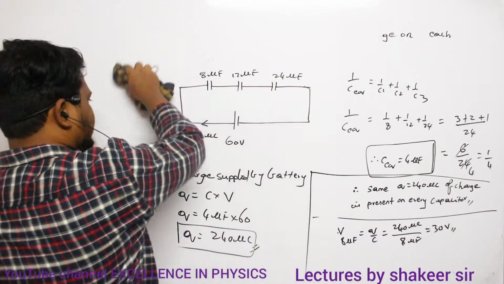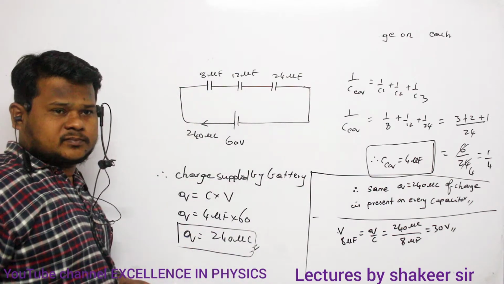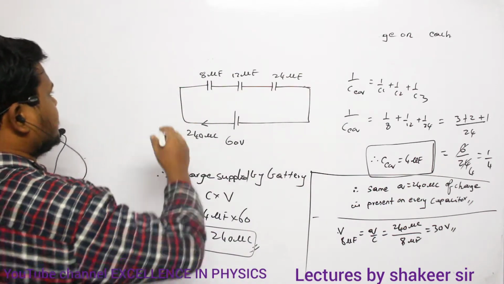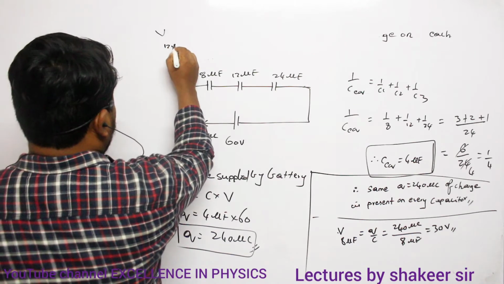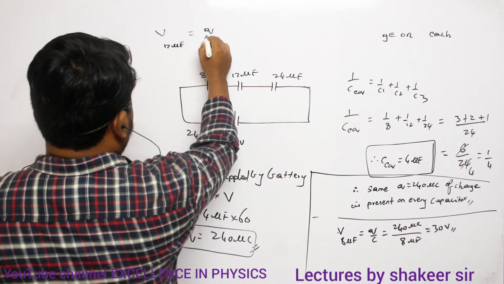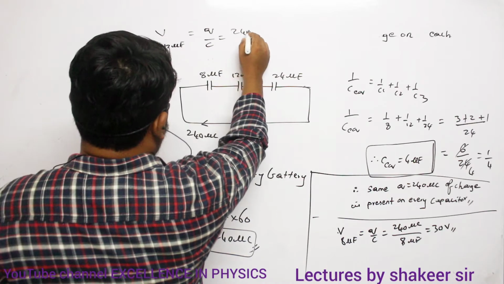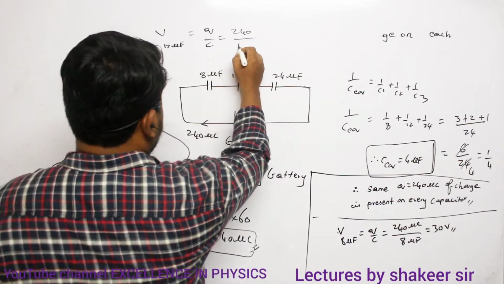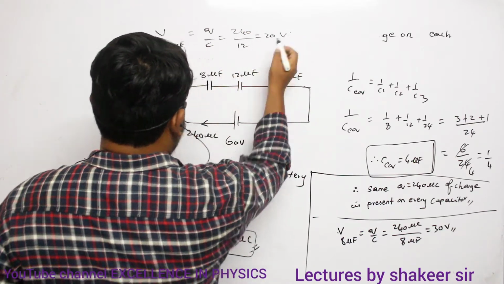So therefore, here I will calculate. Are you able to see this one? Okay. So the potential difference on the 12 microfarads capacitor: V is equal to Q divided by C. So it is 240 divided by the capacitance, which is 12. So it is 20 volts.